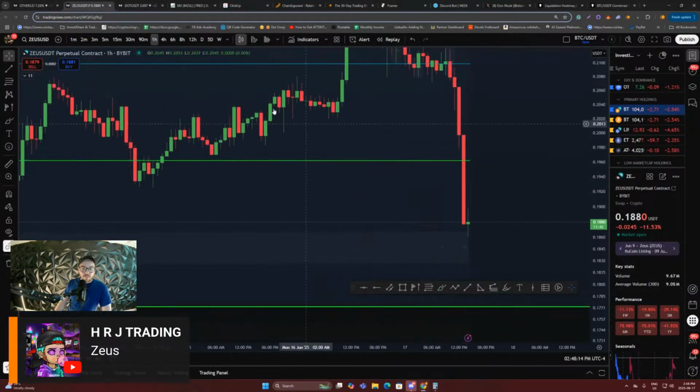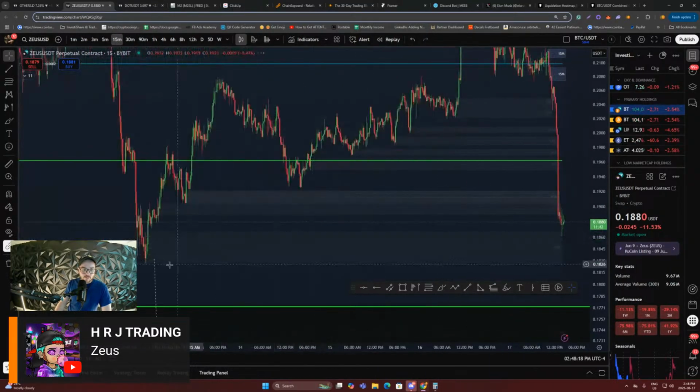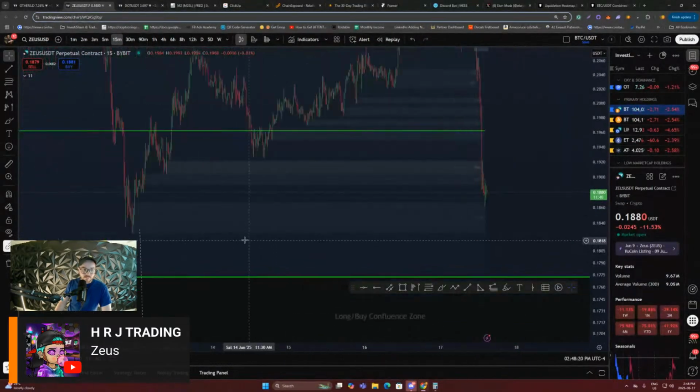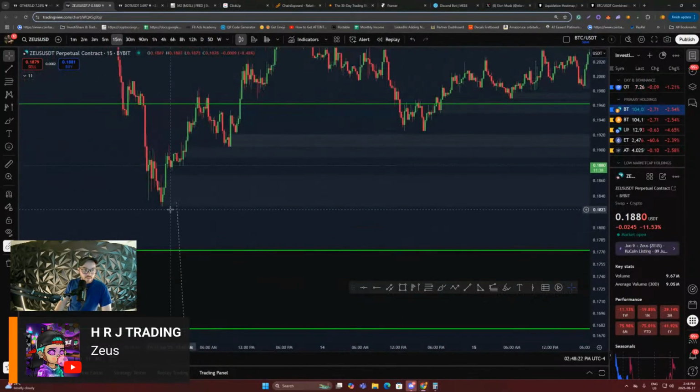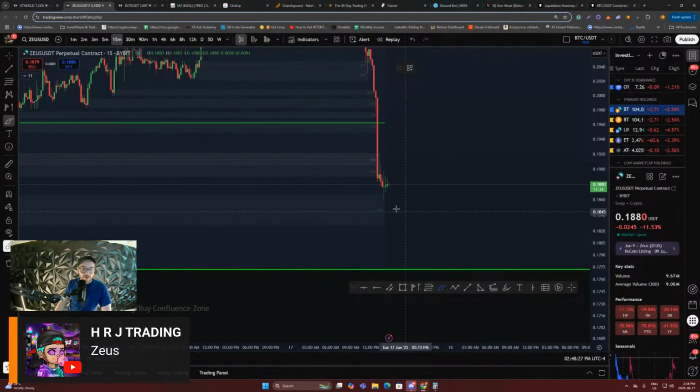But yeah, here I'll be waiting for a lower time frame change of character occurrence. Maybe we'll sweep the lows here first, and then get that reversal. A lot of people would prefer that: sweep the lows, then the opposing change of character.